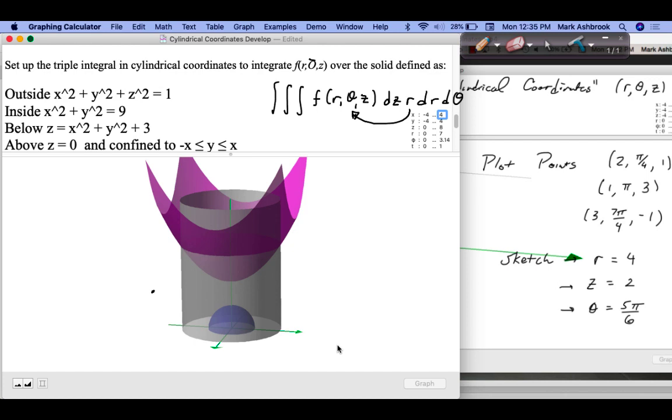What does it mean? Are we good? Is that what you were imagining so far? Some of you have good drawings. If the drawing's not perfect, that's fine, but this is the idea of what you're trying to draw. And then what about this negative x less than or equal to y less than or equal to x? What's that about?